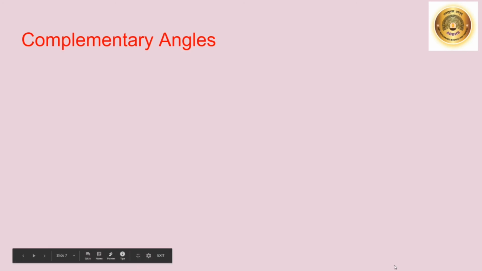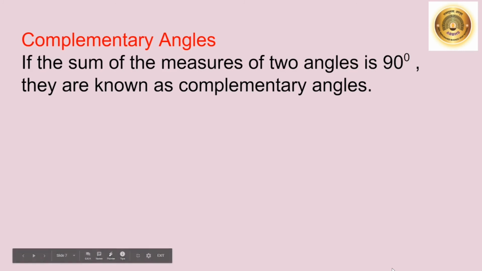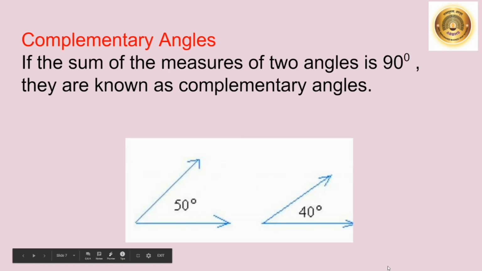Now let's see the next topic, complementary angles. What are complementary angles? If the sum of the measures of two angles is 90 degrees, they are known as complementary angles. Let's take an example. Here you have two angles, one measuring 50 degrees and another measuring 40 degrees. If you add the measures, 50 plus 40 is 90 degrees. So you can see that these two angles are complementary angles.